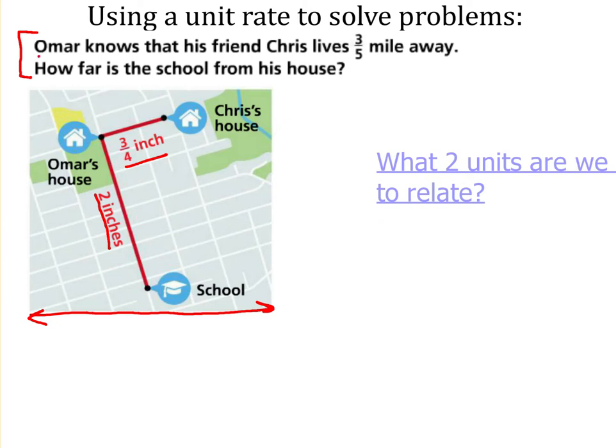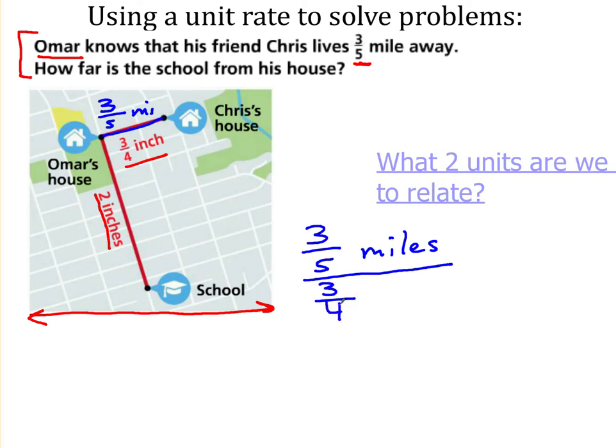So we know that Omar knows that his friend Chris lives 3/5 mile away. So I'm going to go ahead and label that on that map. We know that this 3/4 inch, or this distance across here, is equivalent to 3/5 miles. So we know that. So I can set up this proportion here that says that 3/5 miles is equivalent, or proportional, to 3/4 of an inch.